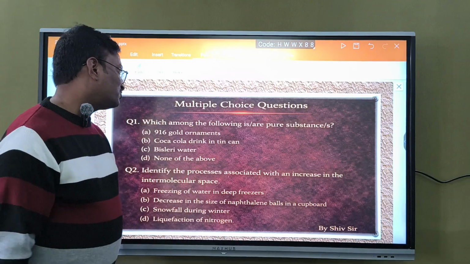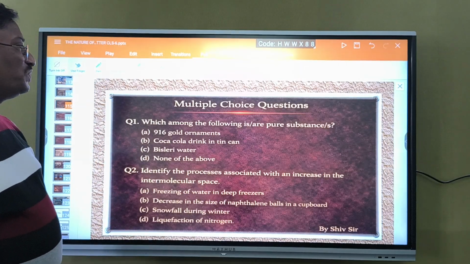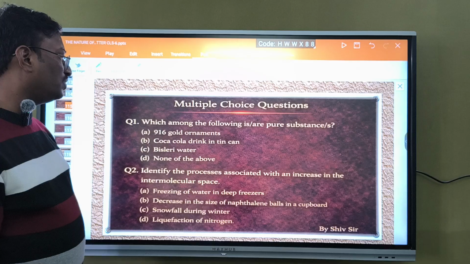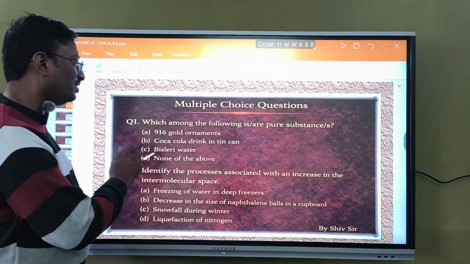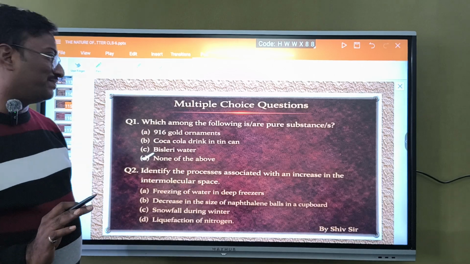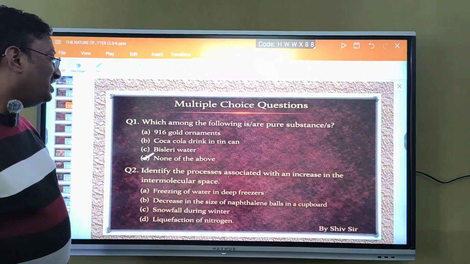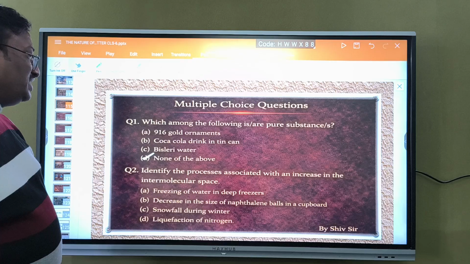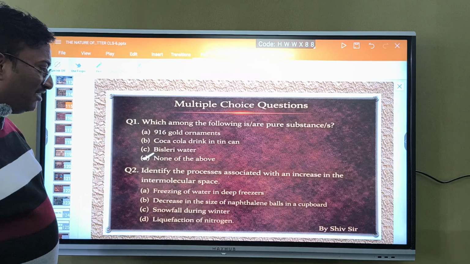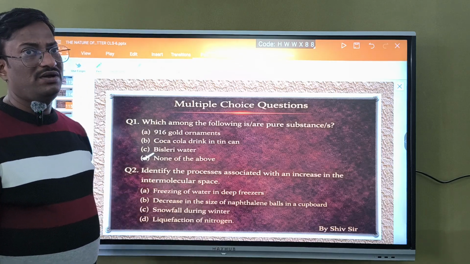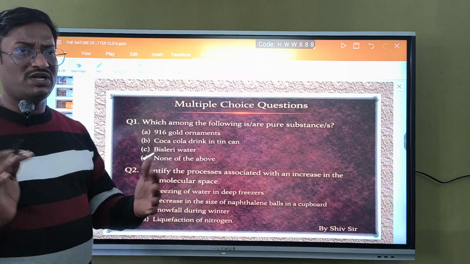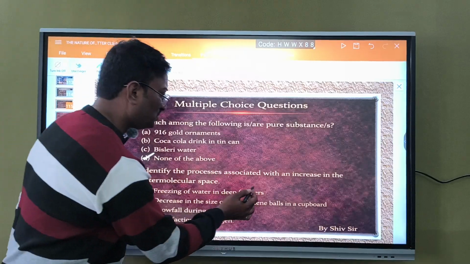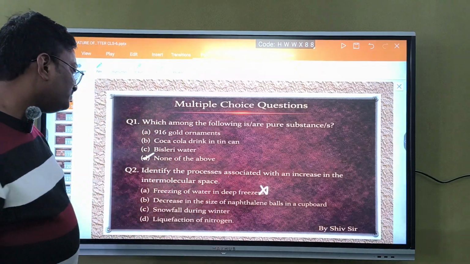Next one, multiple choice questions. Which among the following is a pure substance? 916 gold, Coca-Cola, Bisleri, none of the above. None of the above, none of these is a pure substance. Identify the process associated with the increase in intermolecular space. Freezing of water in a deep freezer. What happens? If water is converted into solid, the intermolecular space decreases. So this is not the correct option.